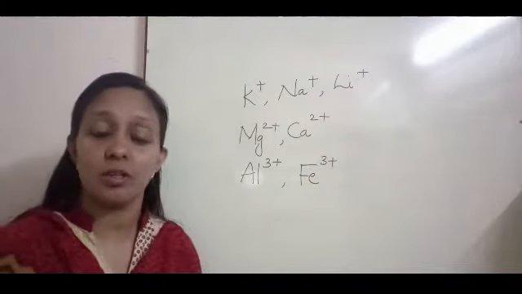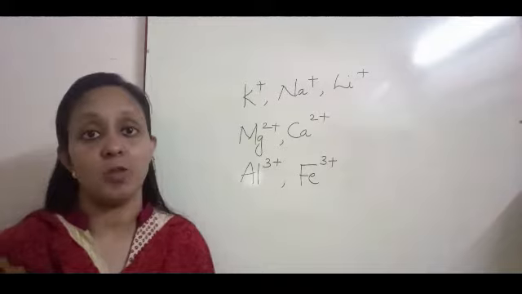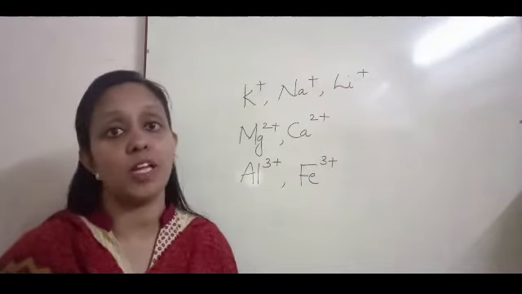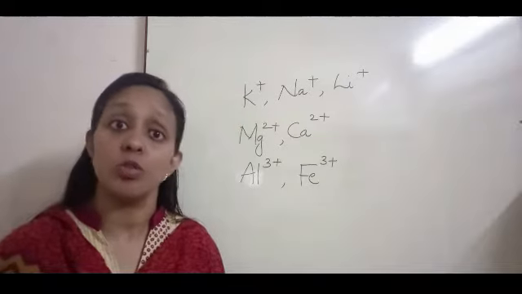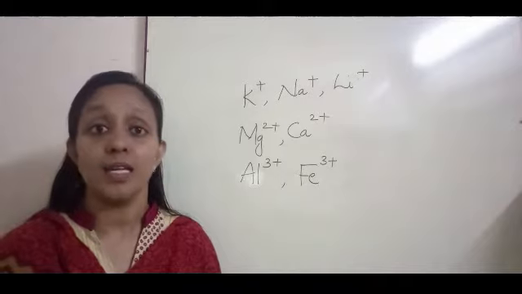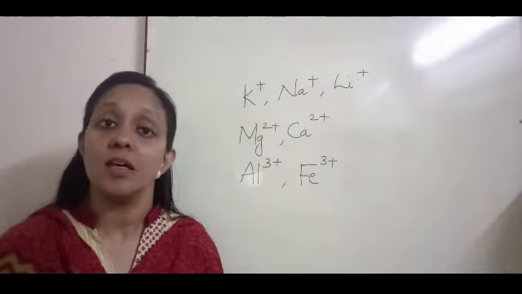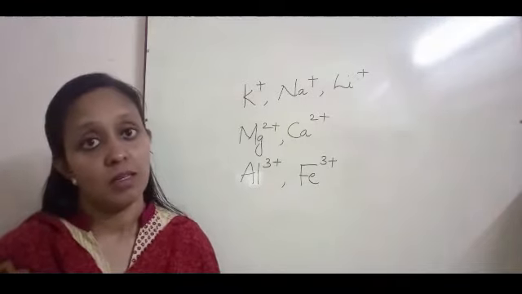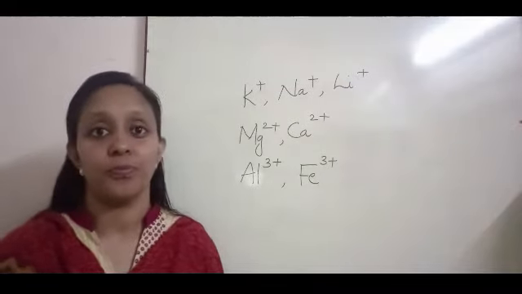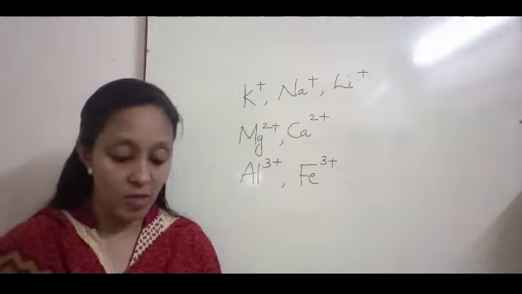It is holding a valency of 3 plus. You have learned that iron shows variable valency. Copper also shows variable valency. That means it can exhibit more than one valency. Iron can exist in two different valencies, plus 2 and plus 3. Copper can exist in two different valencies, plus 1 and plus 2. Okay, so learn all those things very well.